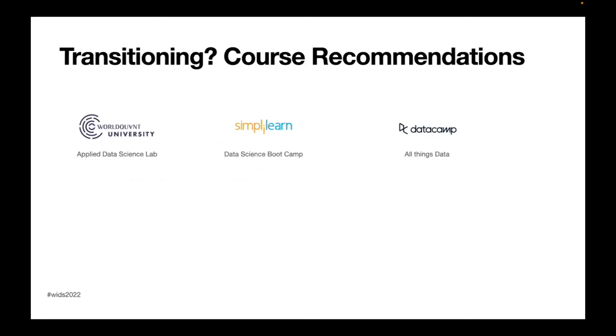So yeah, transitioning to some course recommendations that I would give. Most of these courses are free, to an extent. With DataCamp, I believe organizations like Invested for Good give people free access to DataCamp. World Bank University is something I would really recommend. It's an applied data science lab.